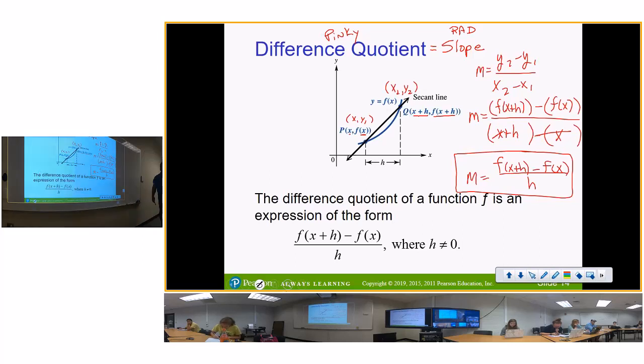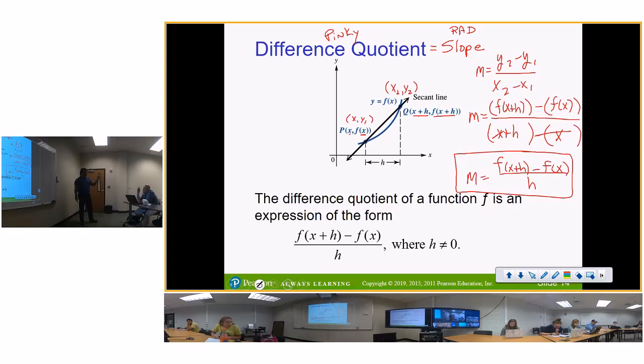You learn the slope year after year after year. Delta y over delta x. y sub 2 minus y sub 1 over x sub 2 minus x sub 1. That's not good enough anymore. You got to hold your pinky up, and you got to use the difference quotient.